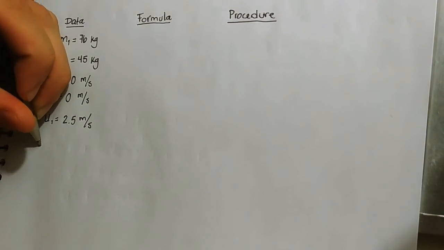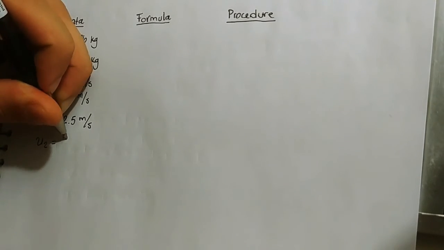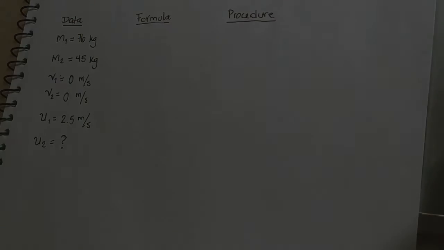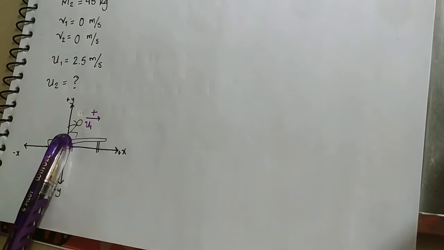And the problem is asking us to calculate the final velocity of the boat. The person moves to the right. In what direction is the boat going to move?